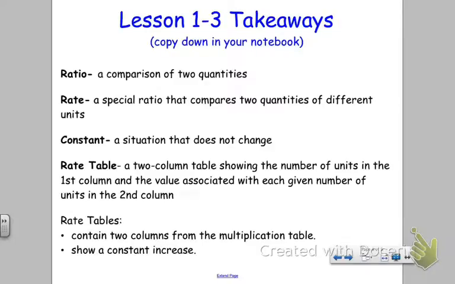A rate table is a 2-column table that shows the number of units in the first column, which remember our first column was the days, and then the value associated with each given number of units in the second column. So depending on what day was in the first column, that helped us to determine how much money we had in the second column. And something you definitely want to remember, rate tables have to contain 2 columns from the multiplication table, and they must show a constant increase. So make sure you write all of these things down in your notebook.